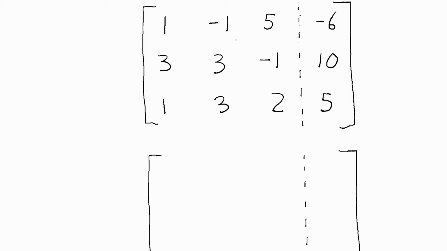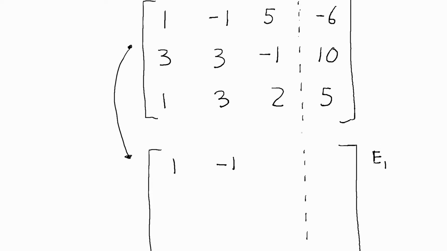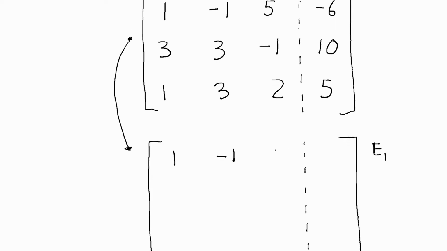So I'm going to start with this matrix, and I'm going to replace it with a new one that has the exact same solutions to the system of equations that it is associated with. What do I mean by that? I'm simply going to replace the first equation. I'm going to be writing E1. So I'm not going to change the first equation. Let me show you what I mean. 1, -1. What's next? 5. Okay. And -6.